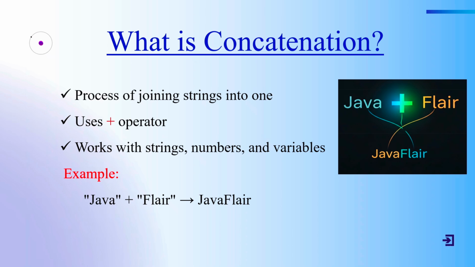For example, Java is one word. Flare is another word. We are gluing both of these words to make one meaningful word that is nothing but Java Flare. Simple, right? To perform this operation, we'll be using the arithmetic plus operator to join strings, numbers, or even variables together.